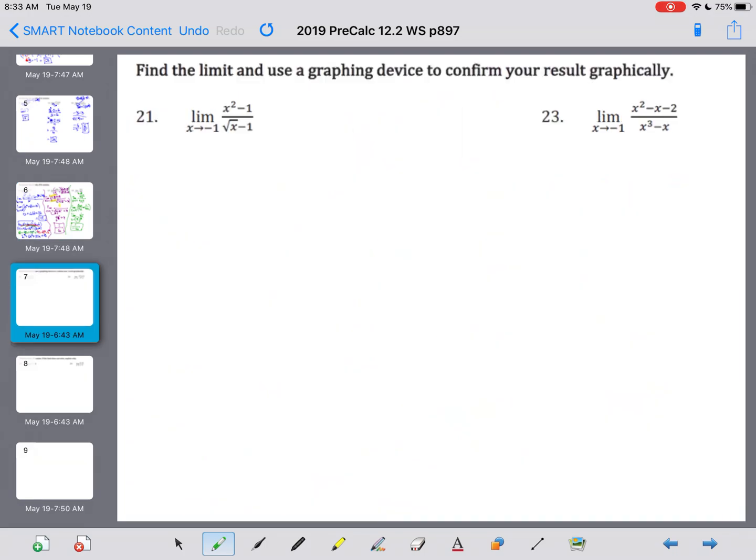Moving on here, find the limit, and then use a graphing device to confirm your result graphically. Okay, so if I go ahead here and find the limit here, I'm going to get negative 1 squared minus 1 on the top. I'm going to get well, I'm going to stop here and make another video for the last couple of problems here.